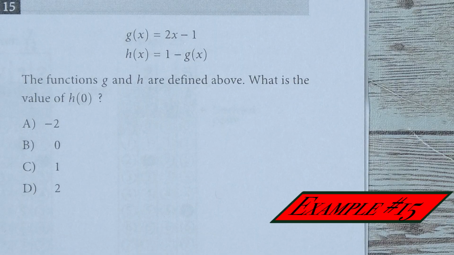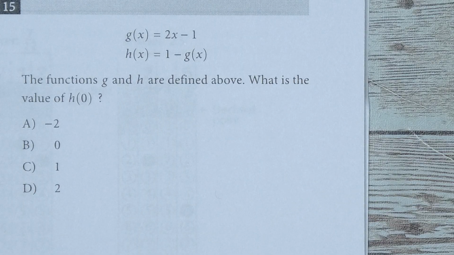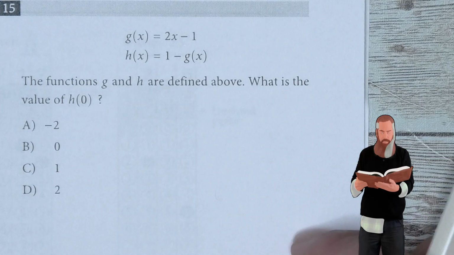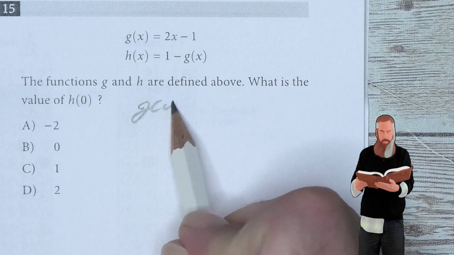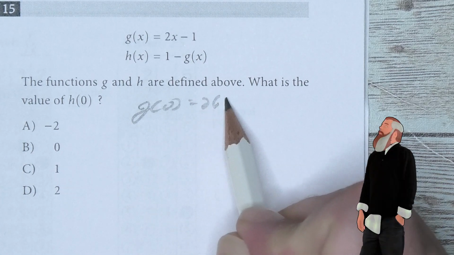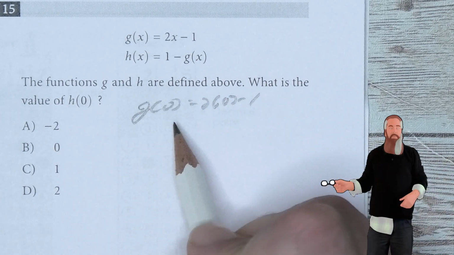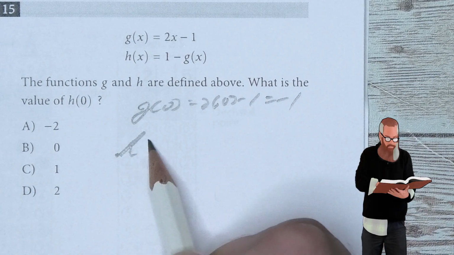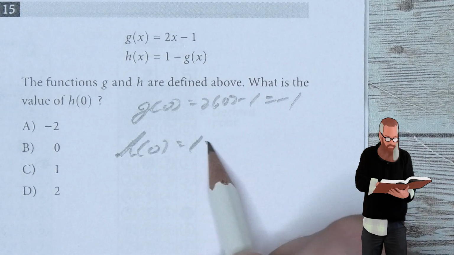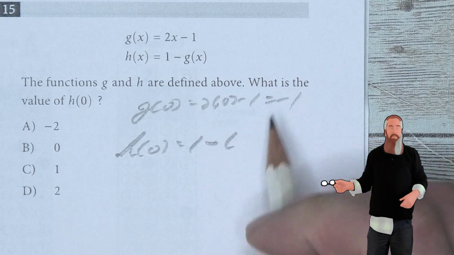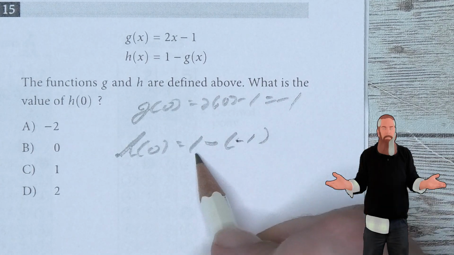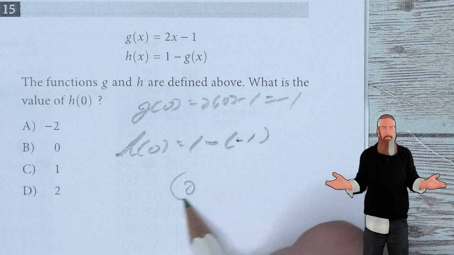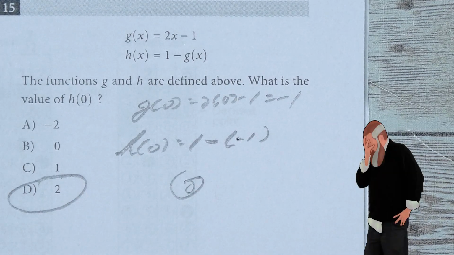The functions g and h are defined above. What is the value of h of 0? To do this, we're first going to find out what g of 0 is, and that's 2 times 0 minus 1, which means that we're looking at a negative 1. Now, h of 0 would be equal to 1 minus that g of 0, which is negative 1. So we have 1 plus 1, or 2, meaning D is the answer.